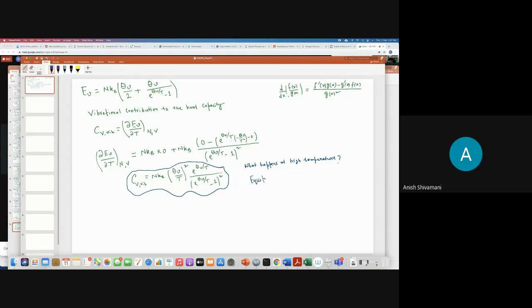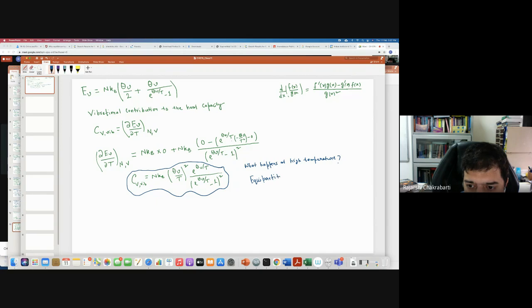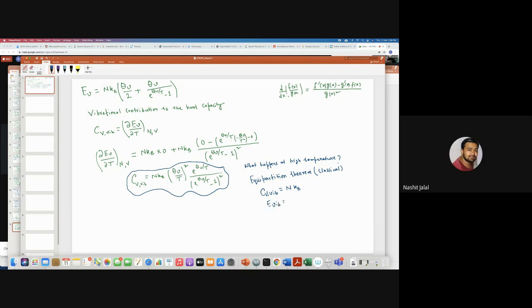But this is only realized at high temperature, because the equipartition theorem is classical, and the world becomes classical when the temperature is high. So I would expect the C V value should be equal to n kB, isn't it? Then what should E v be? It should be n kB T.